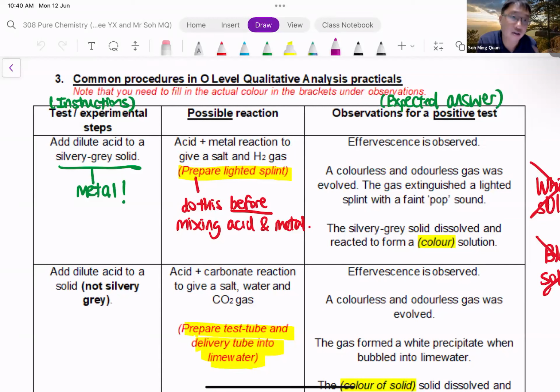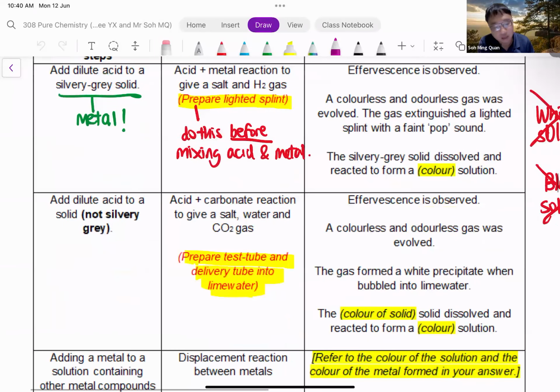My best students in QA and in chemistry would spend the first 5 minutes thinking through what the reaction is first, highlighting the instruction first. They would not jump straight into doing the experiment. Usually, the students who jump straight into doing the experiment won't do very well for QA. What's important in QA is to sit down and read through the instructions and think through what the potential reaction is and what the potential expected answer is. Do not rush into starting, okay? And so on and so forth.